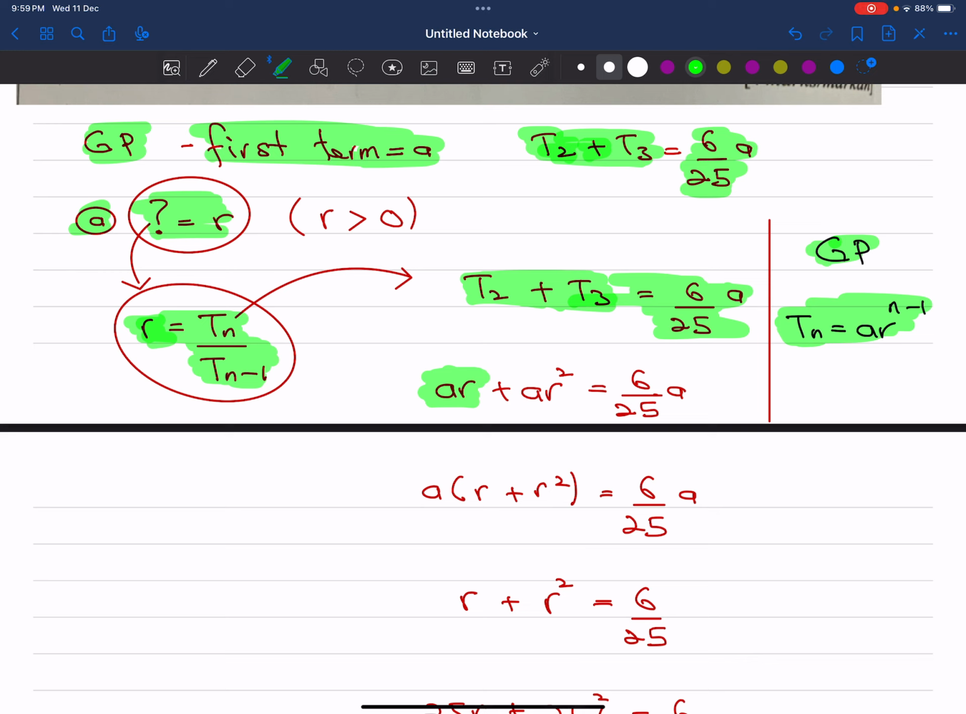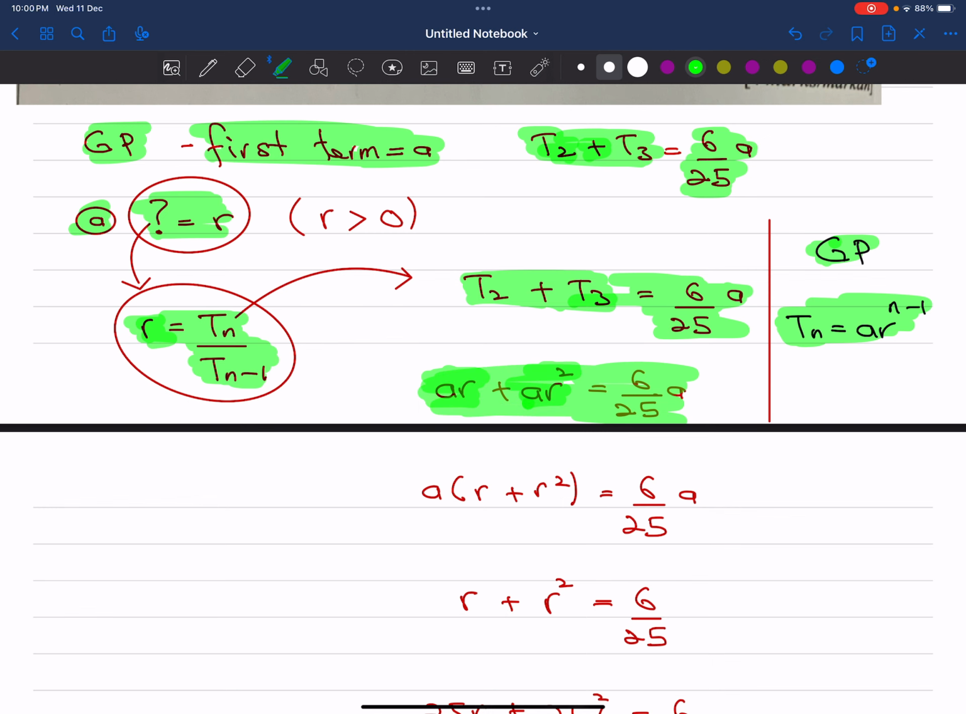Of course, the 1 I'm not writing over here. Tn, AR n minus 1. So n becomes n minus 1. T2, AR 2 minus 1, which is 1, I'm not writing. And then T3 would be AR power 2. Right hand side, I just copy back.